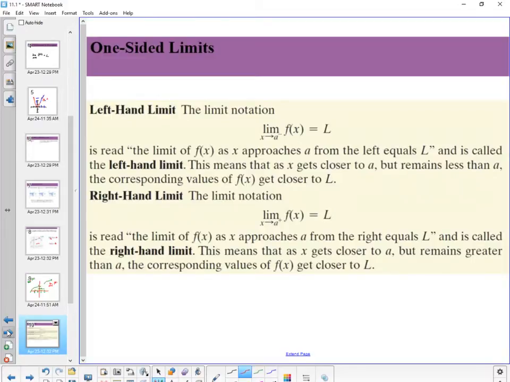So let me ask you this question then. What if my left-sided limit is different from my right-sided limit? The limit doesn't exist.